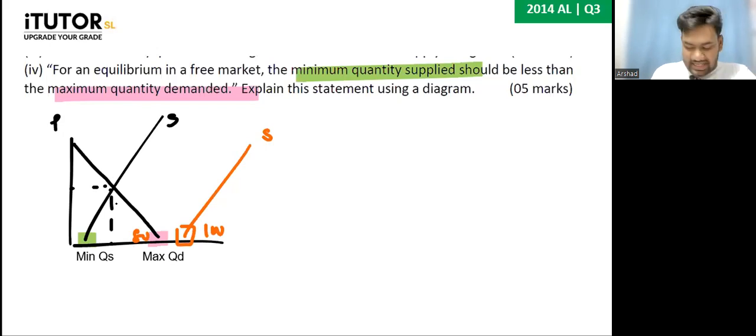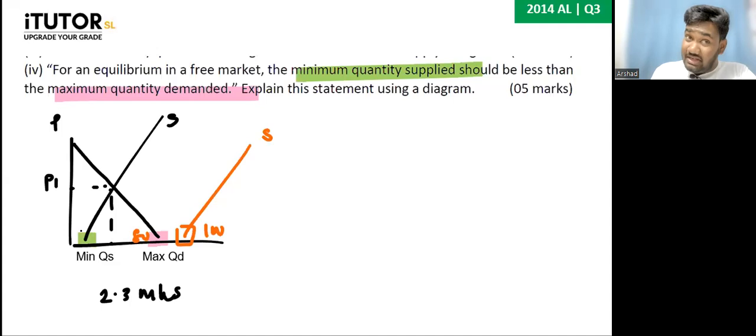There is no big explanation that you have to do here. For your diagram itself, they're going to give you around 2 to 3 marks. So you need to draw the proper diagram. Look here, when the minimum quantity supplied is less than the maximum quantity demanded, there is equilibrium. You can show the market is at equilibrium at P1.